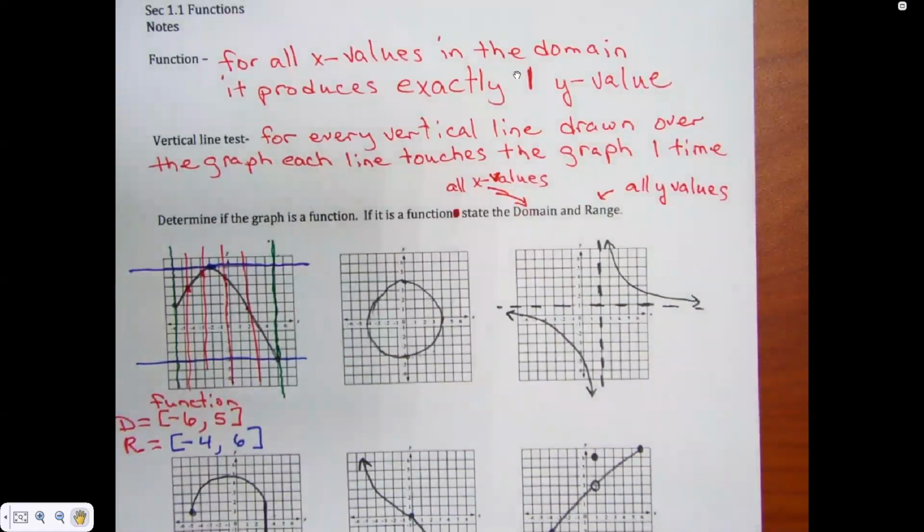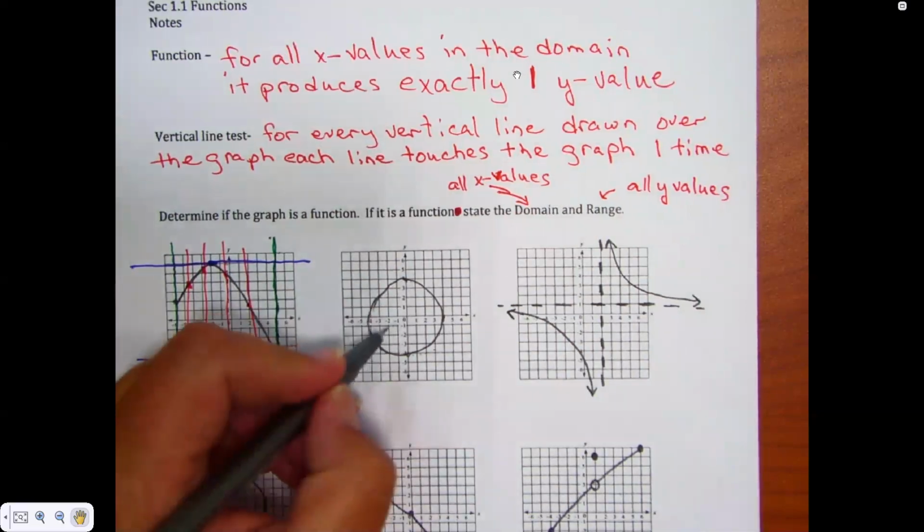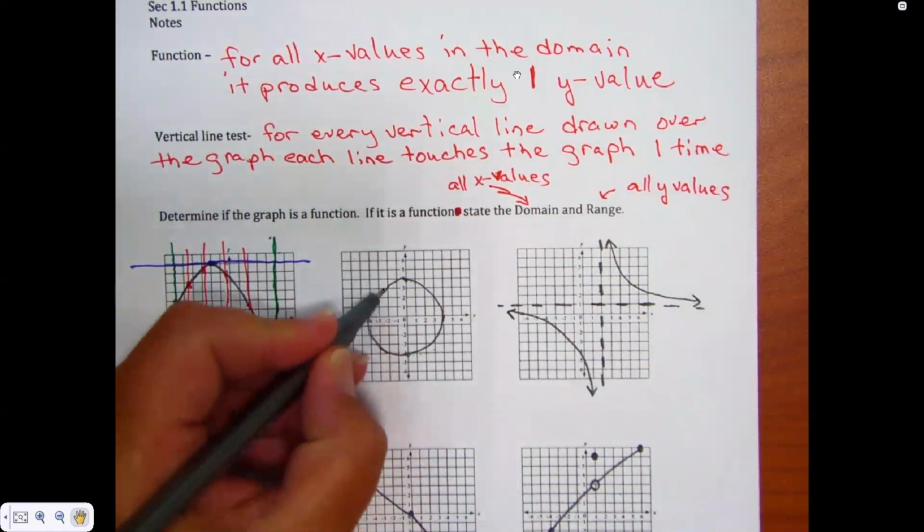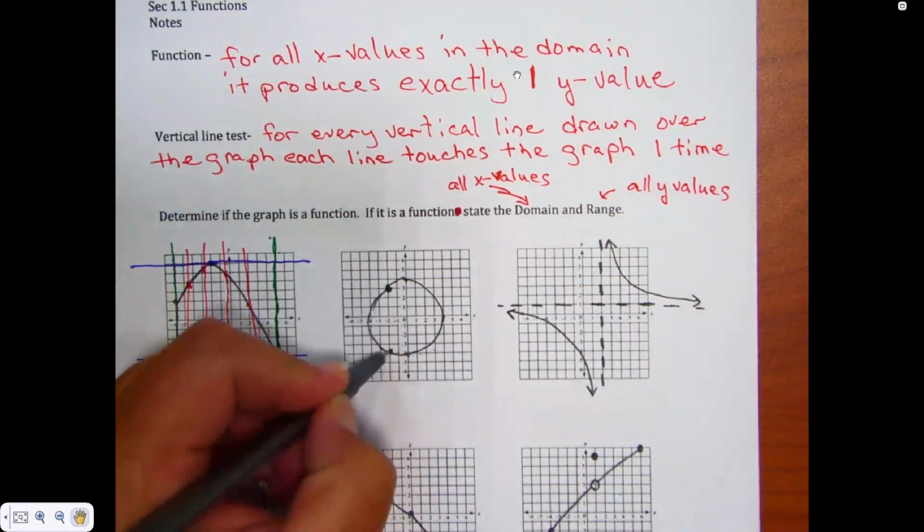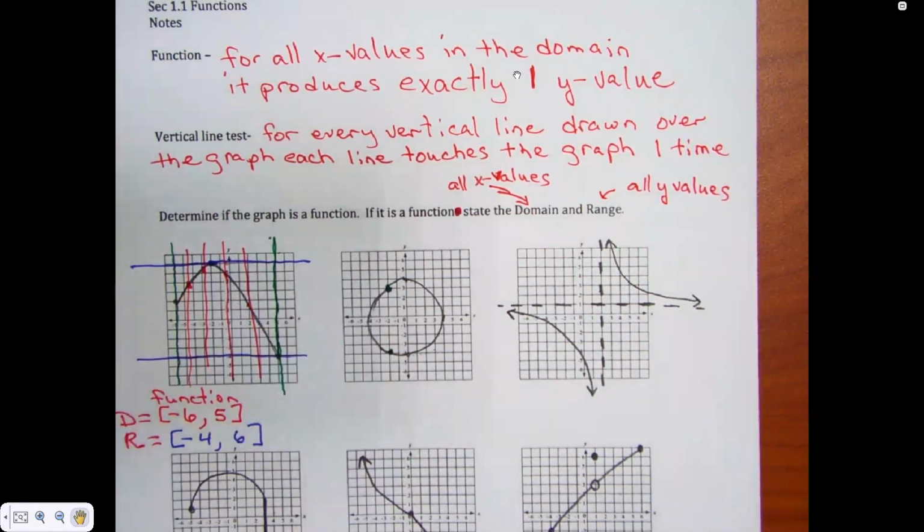If you have to draw the line, I know it's going to be a little bit harder on WebAssign, but definitely on a test, just draw a left, right line, low, high line. Okay, how about our circle or whatever that picture is? When X is -2, how many Y values do I have? 2. That means not a function, okay?